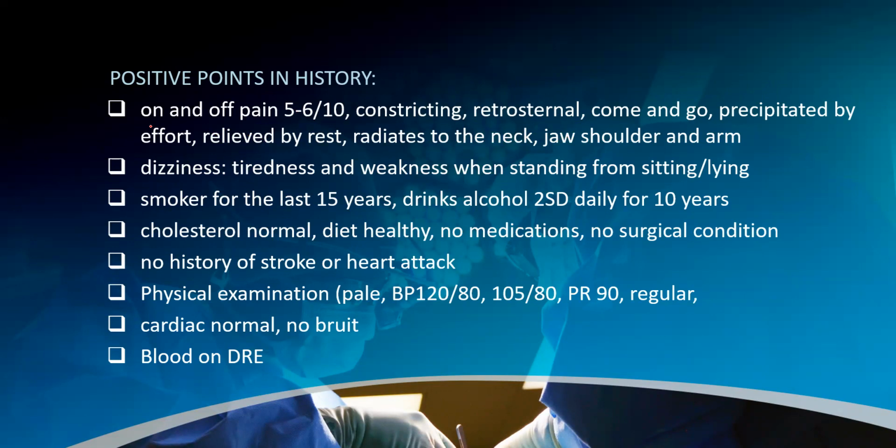And the positive points in the history: the patient is having chest pain on and off, 5/10, not so severe, retrosternal, comes and goes, precipitated by effort, relieved by rest, radiating to the neck, jaw, shoulder, and arm. So it's an angina kind of pain. The patient also has dizziness, especially feeling dizzy or weak when changing position from sitting to standing. So possible postural hypotension, right? The patient is a smoker and alcoholic, cholesterol normal, all other things normal. On physical examination, the patient has a postural drop of blood pressure.